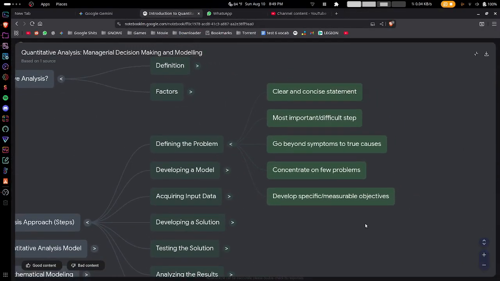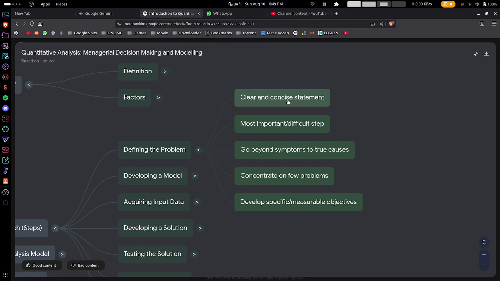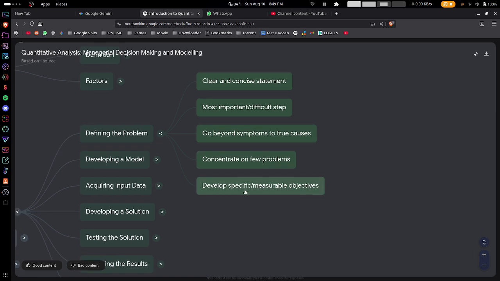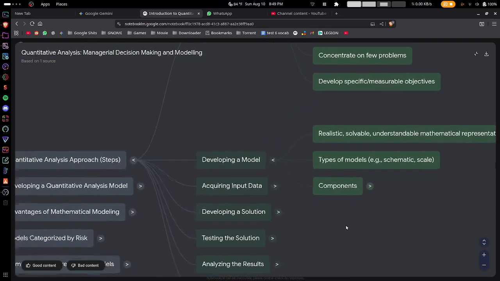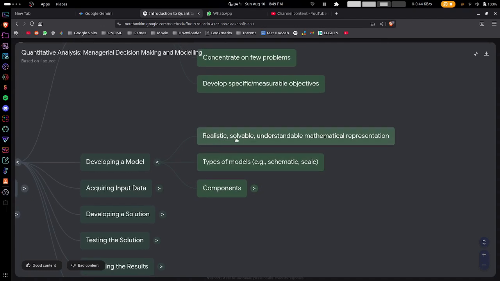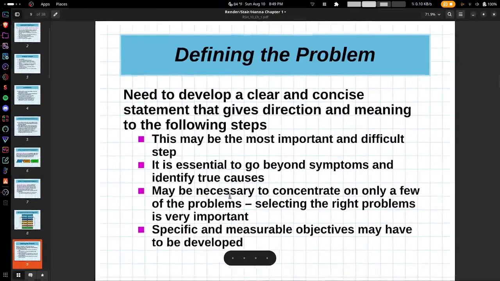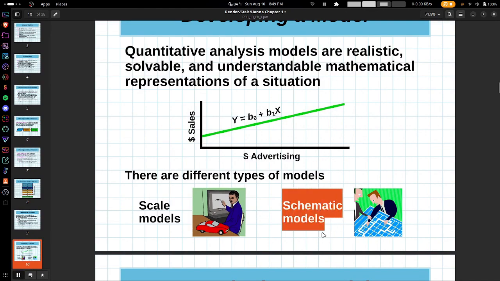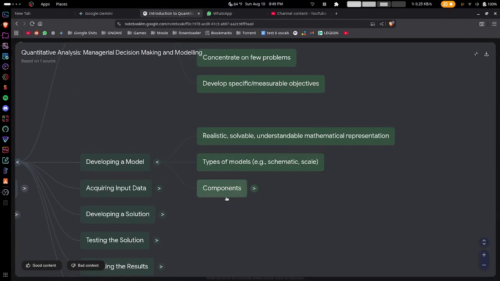Now, defining the problem is a clear and concise statement. It is the most important and difficult step. It can be easy as well. Go beyond symptoms to true causes, concentrate on a few problems, and develop specific, measurable objectives. Developing models is a realistic, solvable, and understandable mathematical representation. Types of models include scale models and schematic models, and then components.